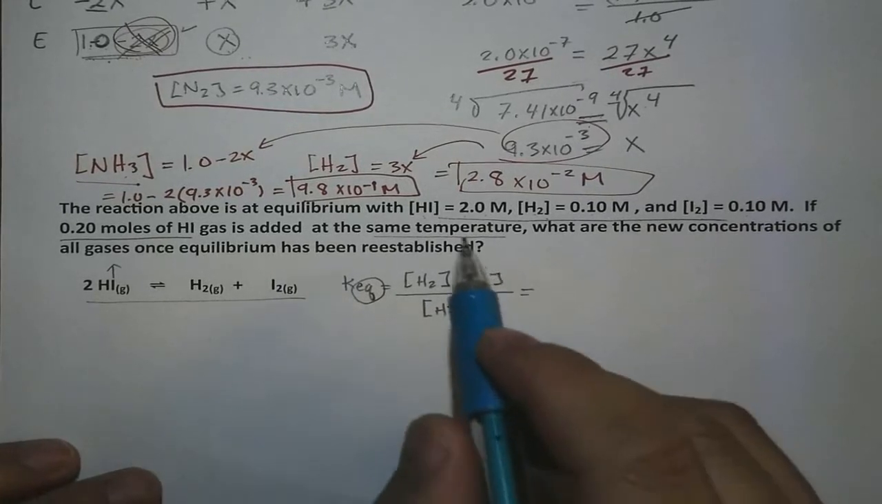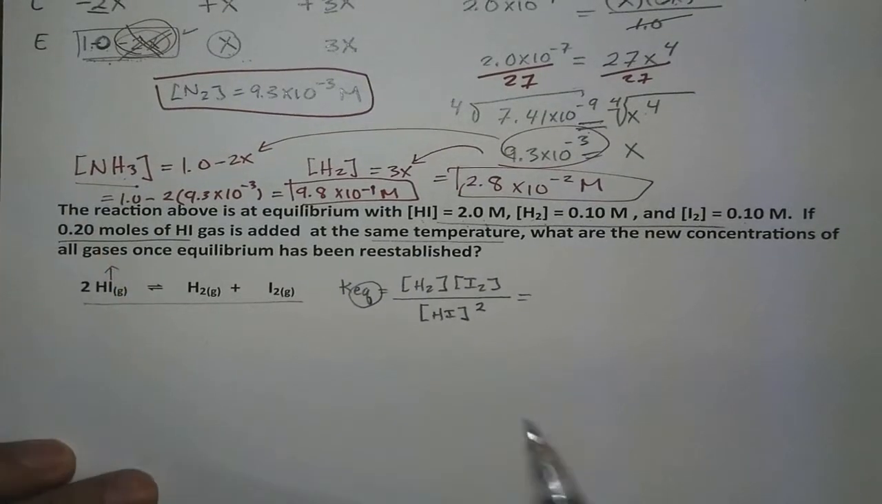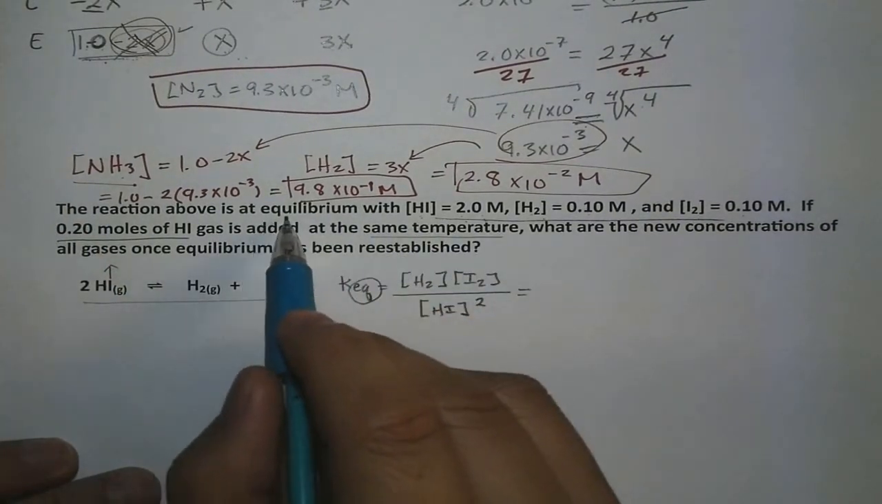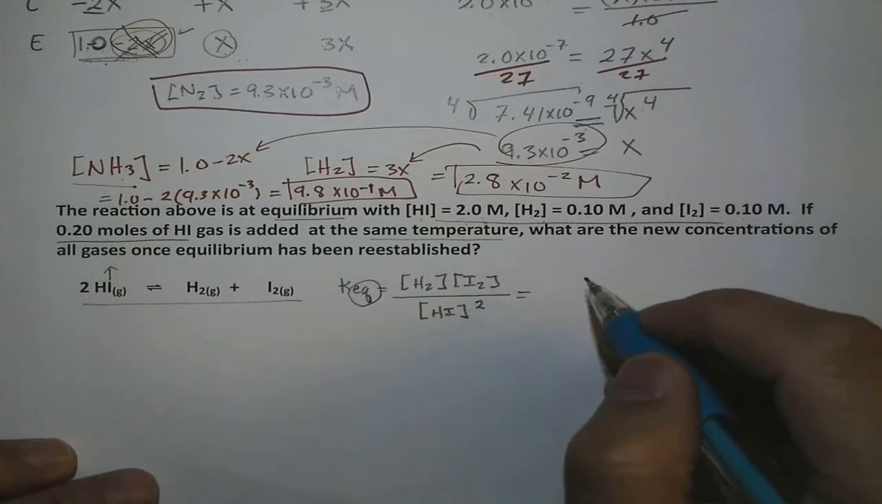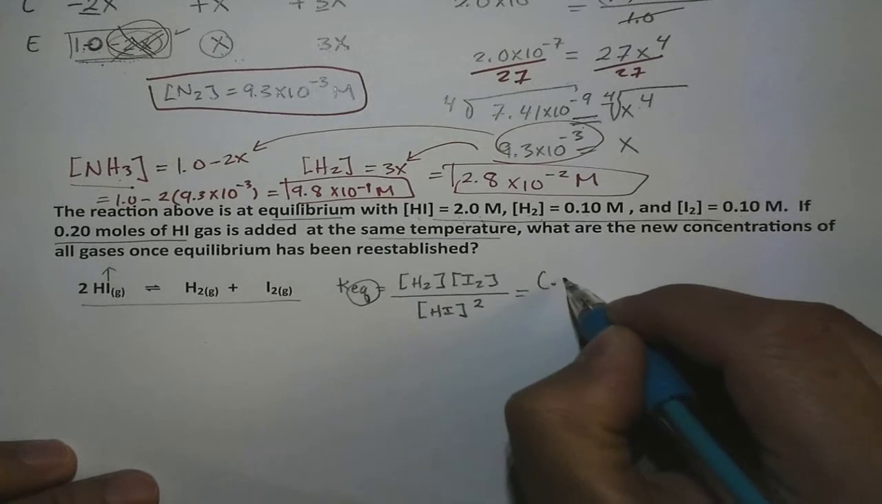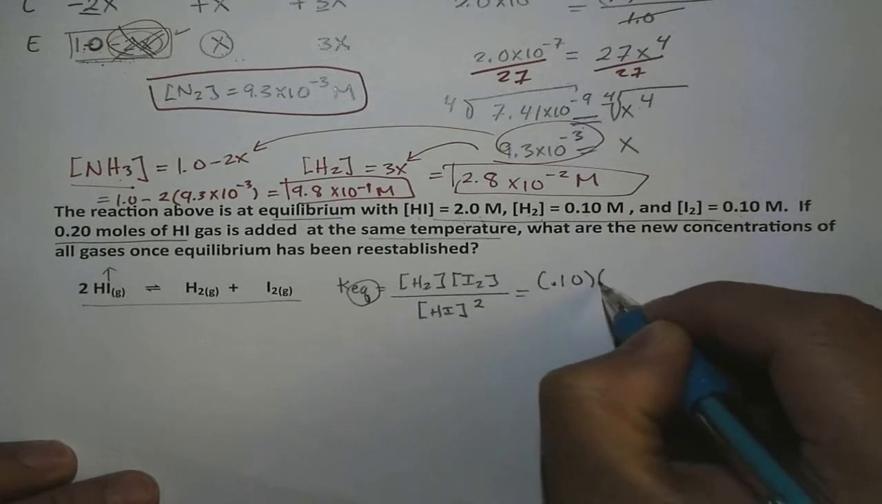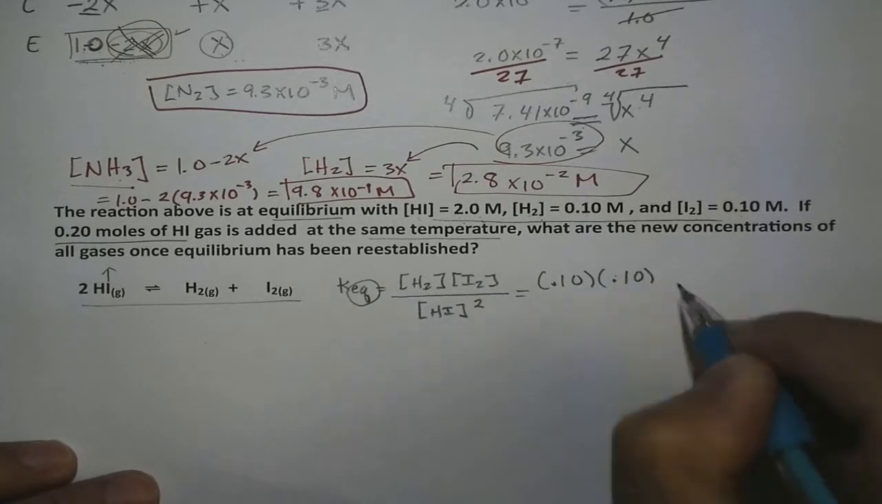This is possible because these concentrations are at equilibrium. If they're not, you cannot do this, okay? So be careful with that. It has to be at equilibrium. Since it is at equilibrium, let's plug it in. Do I know the concentration for hydrogen? Of course, it's 0.10. And what about for iodine? That's also 0.10 as well.